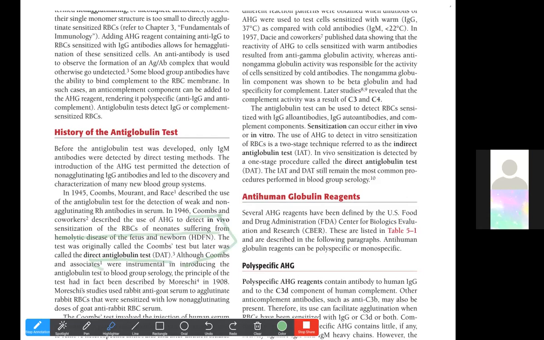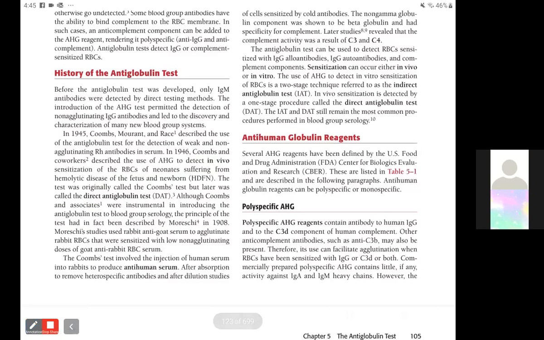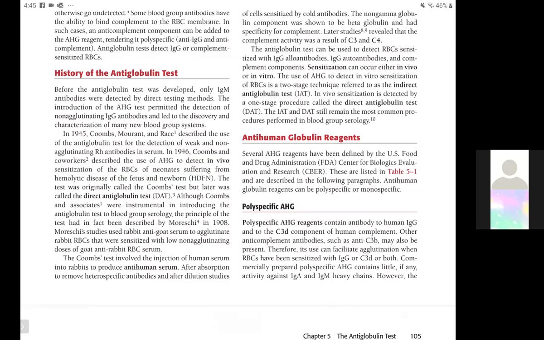Although Coombs and associates were instrumental in introducing the antiglobulin test to blood group serology, the principle of the test had in fact been described earlier. Okay, so this is the basic history, that its first use was in HDFN. Now the Coombs test involved the injection of human serum into rabbits to produce the anti-human serum. So historically the reagent was derived from rabbits who had been injected with human serum. So in a way they had these anti-human antibodies.